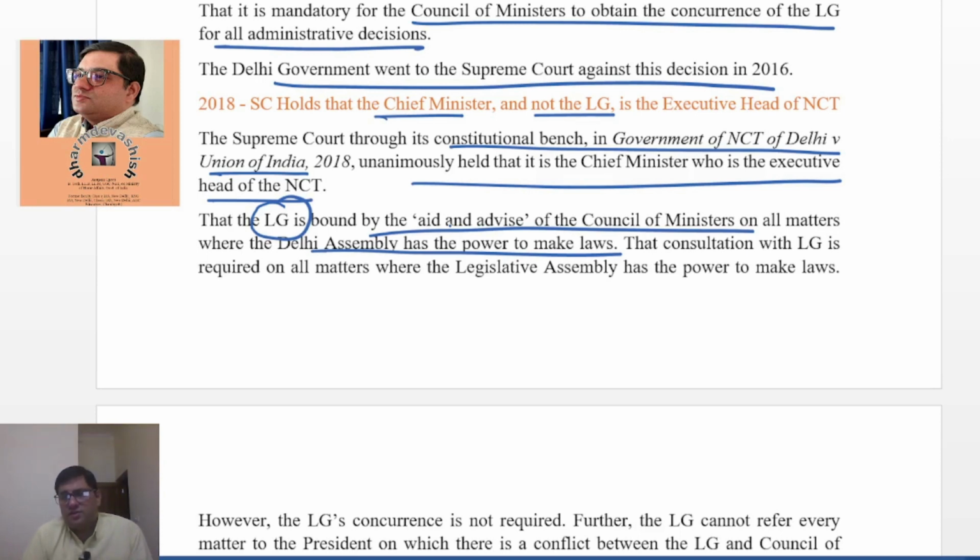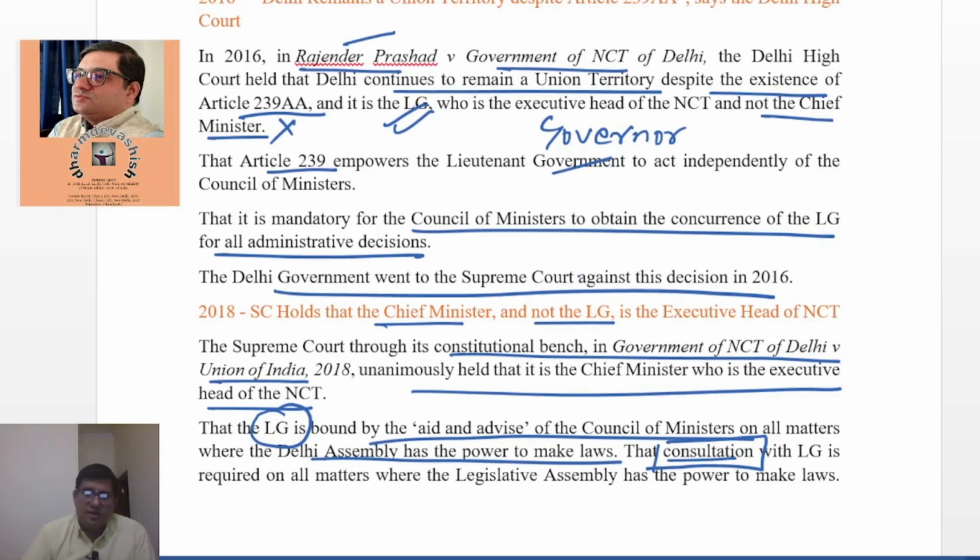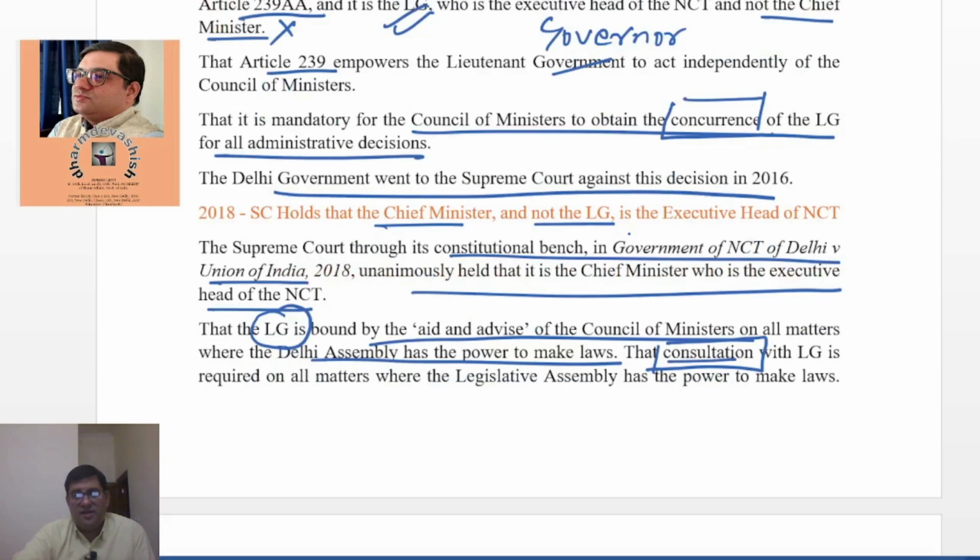Furthermore, the Supreme Court judgment held that consultation with the LG is required on all matters on which the Legislative Assembly is competent to make laws. However, this consultation does not mean concurrence. Now, here lies the important point: the Supreme Court judgment stressed on consultation, whereas the Delhi High Court judgment, if we just move back a little bit, stressed on concurrence. But the Supreme Court judgment held on consultation.